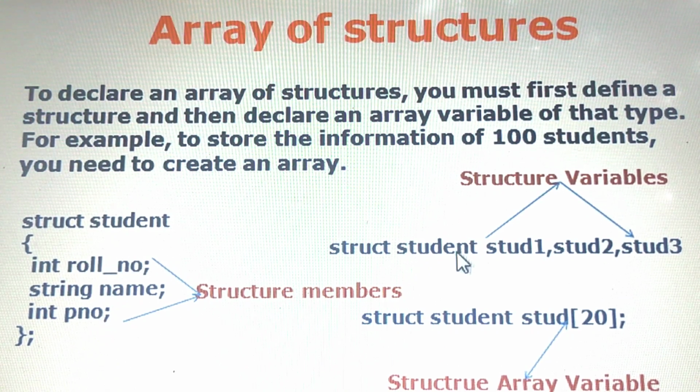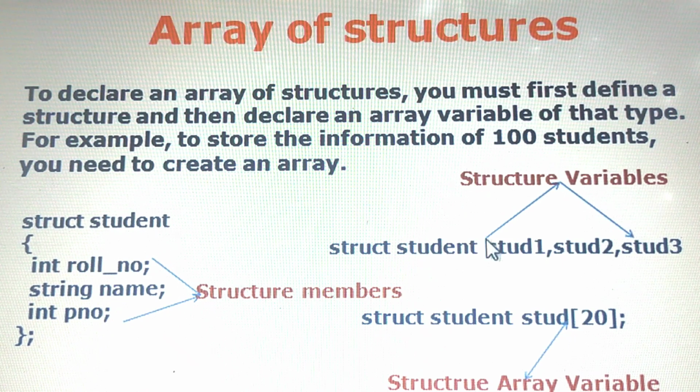Next, how to declare an array of structure. We can declare like this: struct student. This is a data type. Struct student altogether is known as a data type. Then give the variable name, the array name. Stud is the array name, and then how many elements we want to create. For example, here I have given 20. We can give 100, 200 like that. Okay, this is the declaration of array of structure.